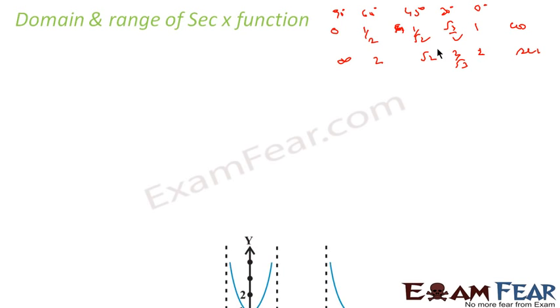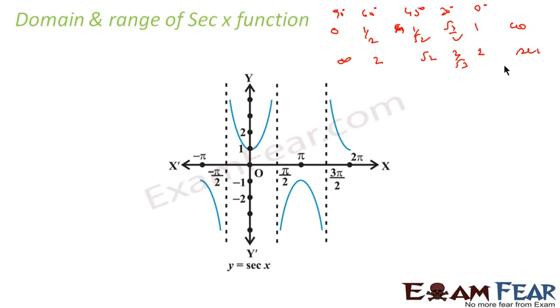So if we plot this, sec of 0 is 1, sec of 30 is 2 by root 3, sec of 45 is equal to root 2, sec of 60 is equal to 2 exactly here, and sec of 90 is equal to infinite. So you got this value.